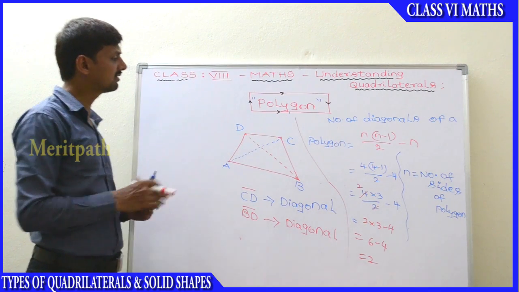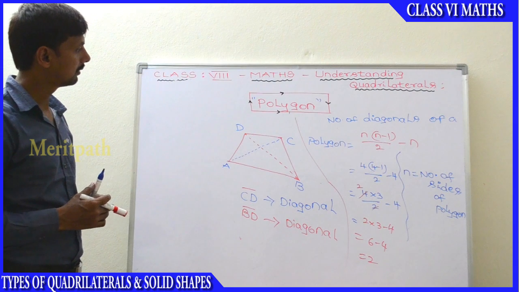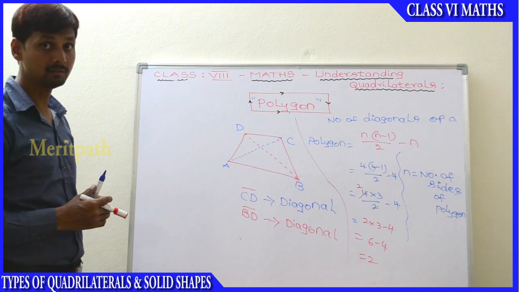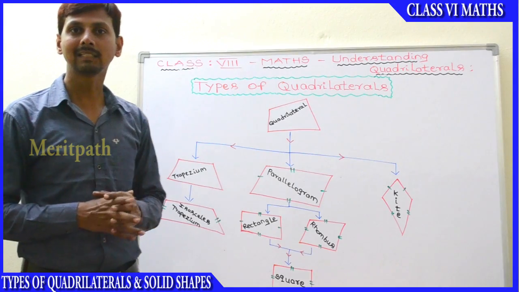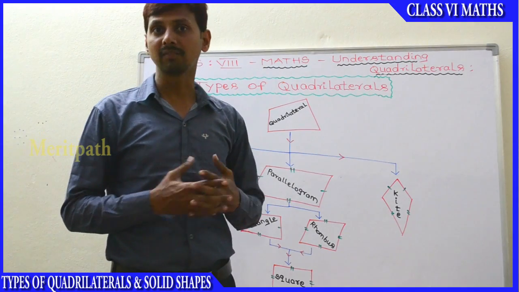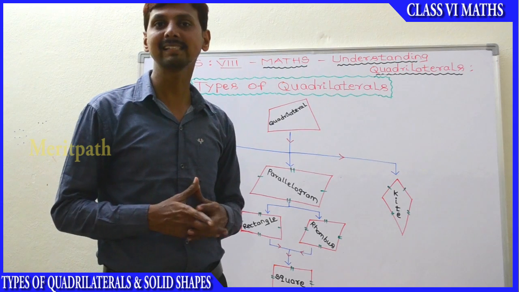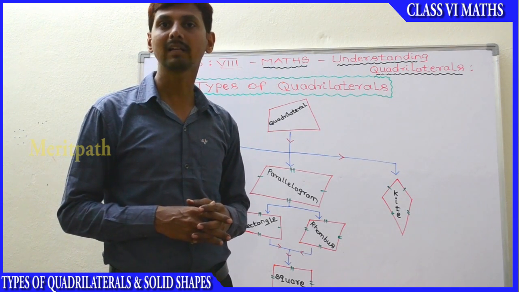So up to now we have discussed polygons, their diagonals, and the number of diagonals of a polygon. Quadrilateral: a simple closed figure which is bounded by 4 line segments is called a quadrilateral.